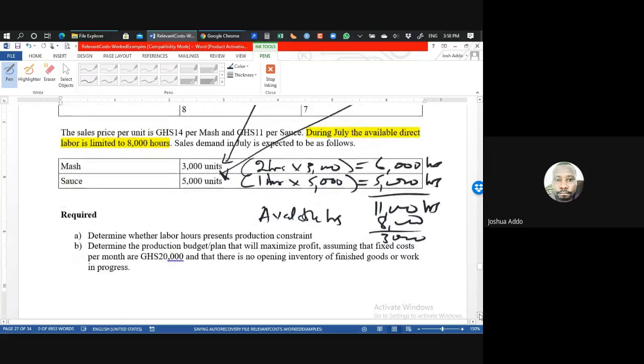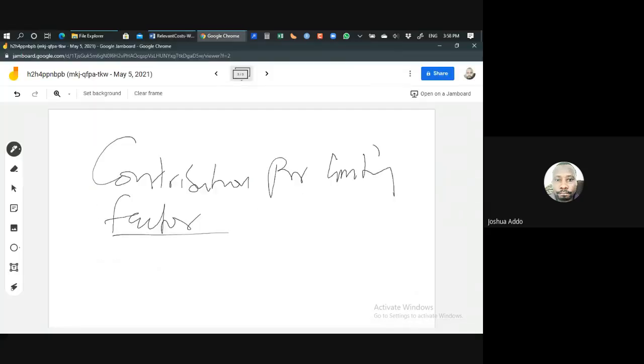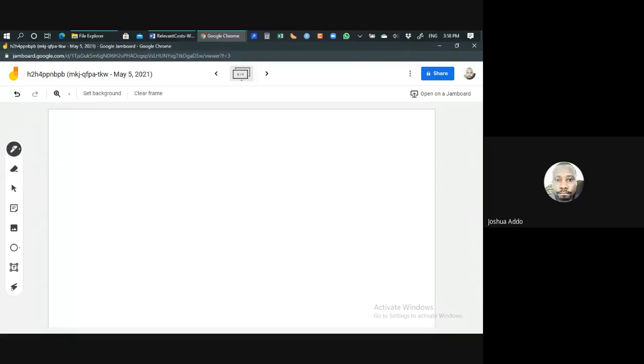Let's read the requirement of the question. A says, determine whether labor hours represent production constraints. And B, determine the production plan that will maximize profits or contribution. Okay, so I have started solving the question halfway, but let's have a full solution screen.